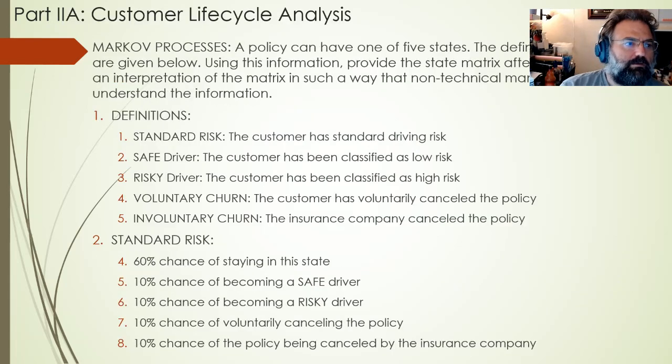So part 2 of this, and yes, it's like 4 pages of instructions, not just 2. So Markov process, this is where you're doing a policy that can be in one of 5 states. The definition and transitions are given below. Using this information, provide a matrix after 36 months, so multiply it times itself to the 36th power, I guess, or raise it to 36, and interpret the matrix in such a way that a non-technical manager can understand the information.